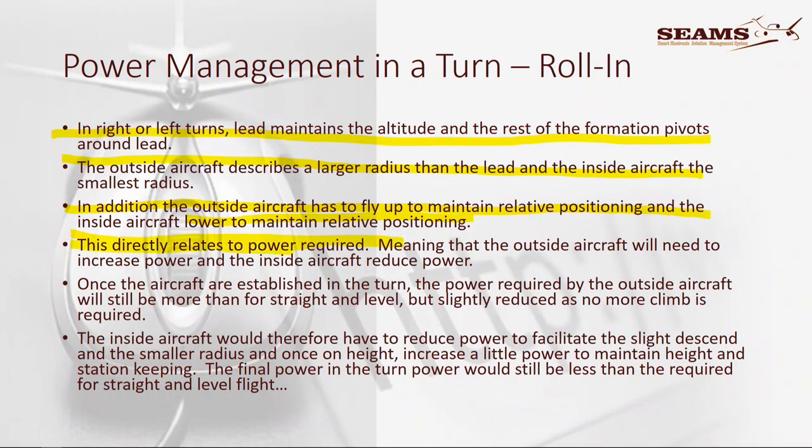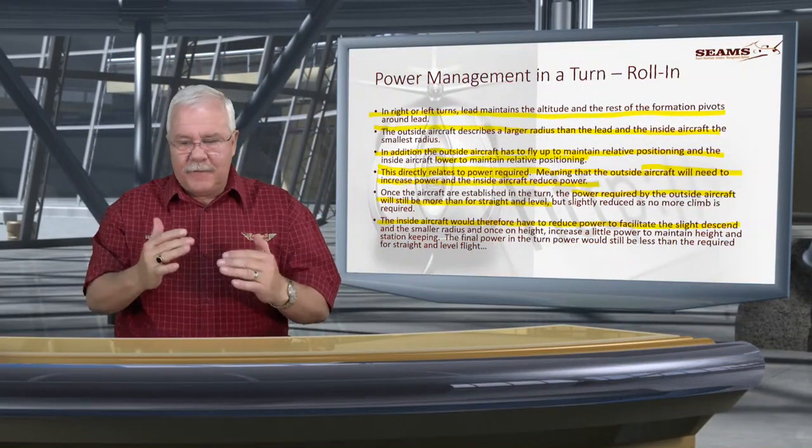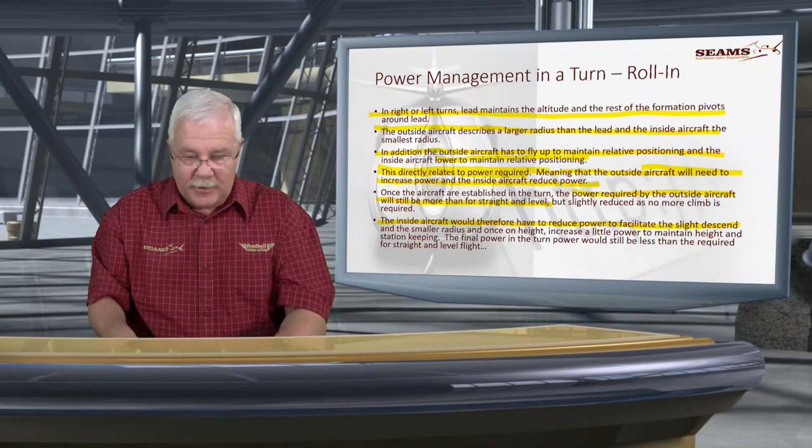Relates to power requirements, meaning that the outside aircraft will need to increase power and the inside aircraft reduce power. Once the aircraft is established in the turn, the power required in the outside aircraft will still be more than the one that's in the center, and it'll be more than the one that's on the inside. The inside aircraft would therefore have to reduce power to facilitate. Okay. In the first two, I've spoken about this now quite a lot.